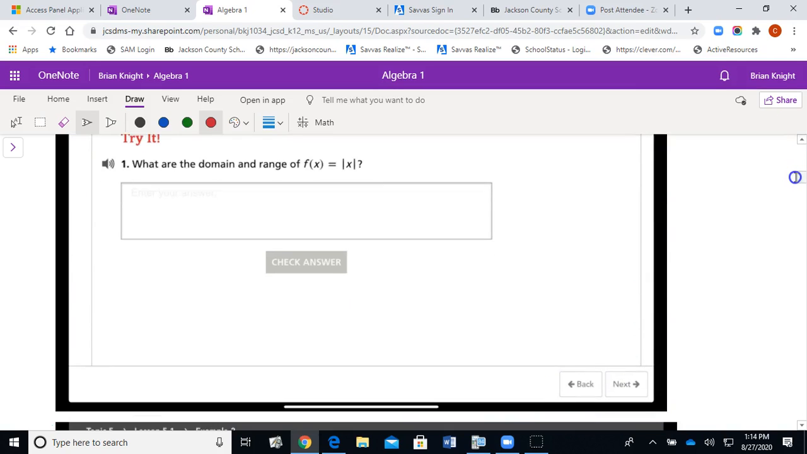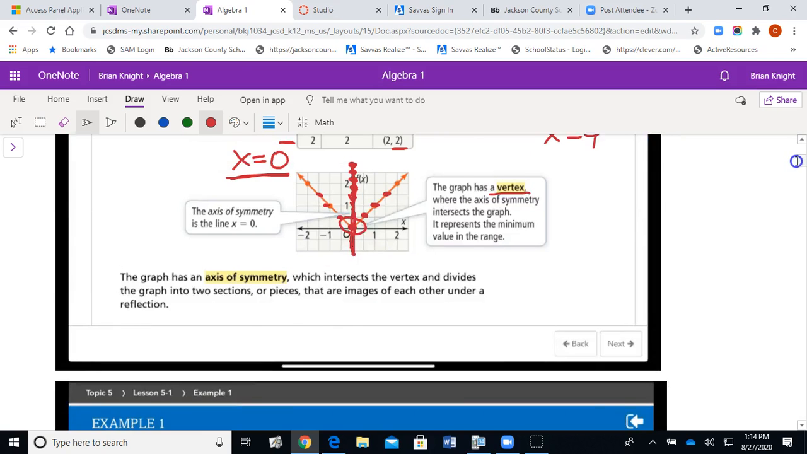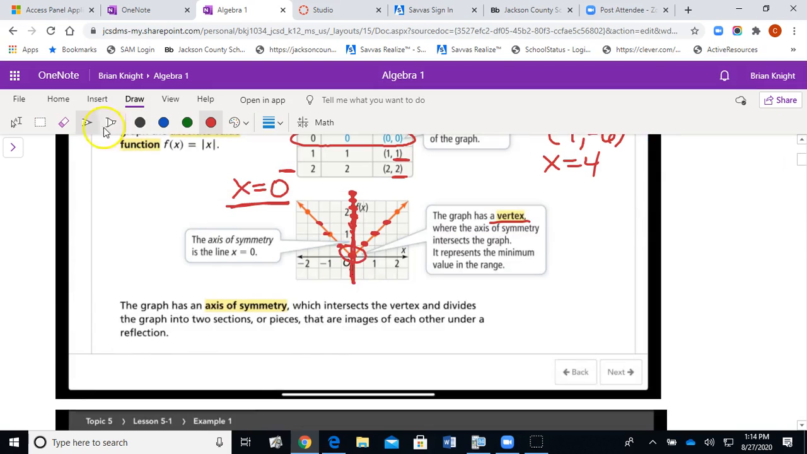Let's try one. Now, we've already graphed this in the first part. It says, what is the domain and range? Well, I'm going to scroll back up here, and let's look at our graph. What's the domain and range? Domain, remember, is all the what? What can x be?